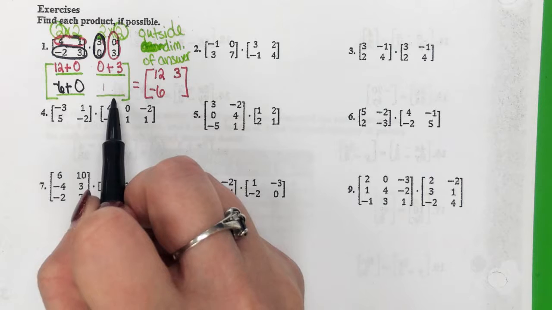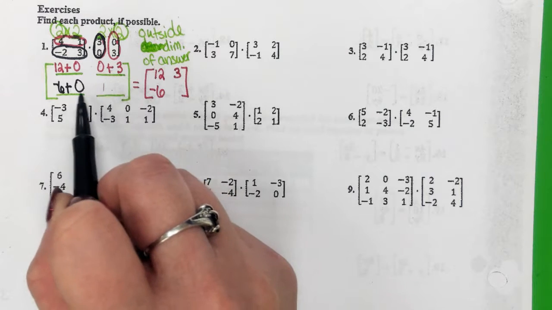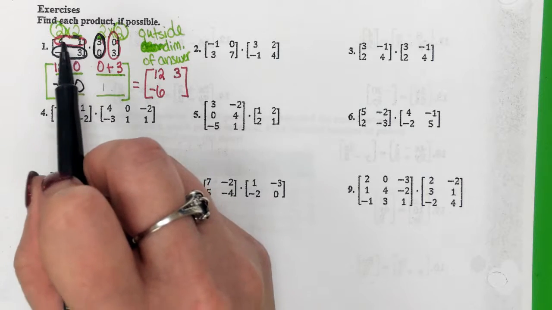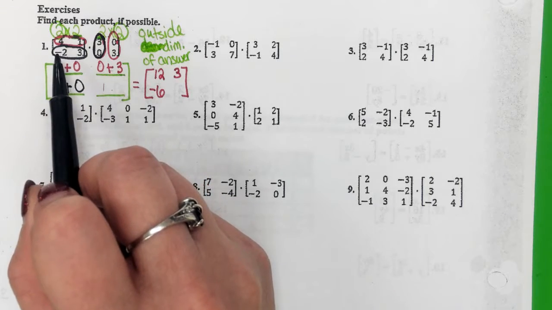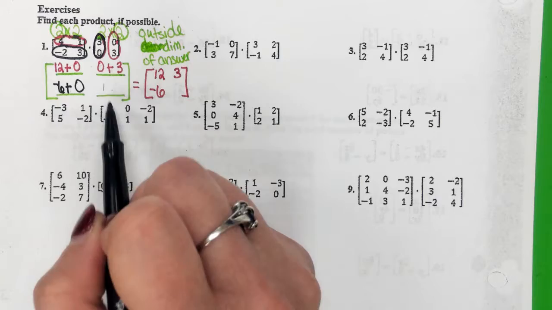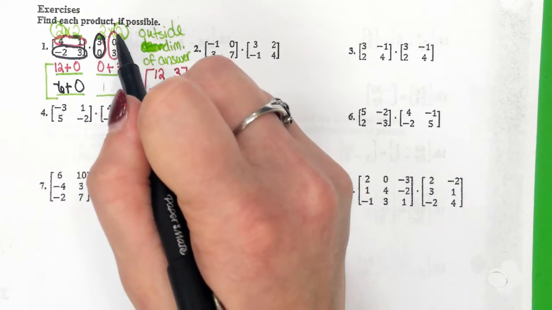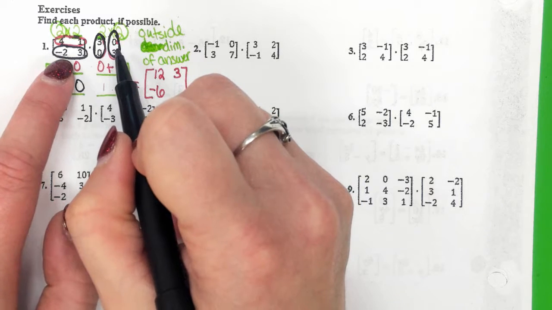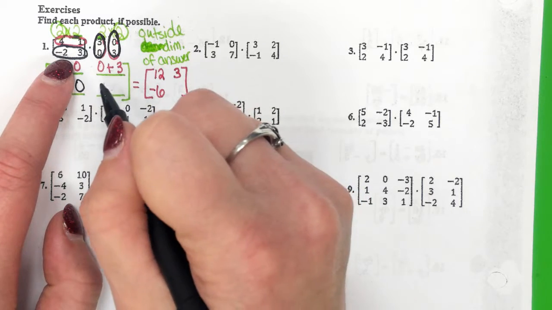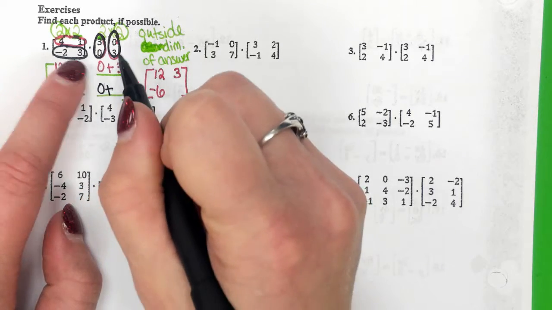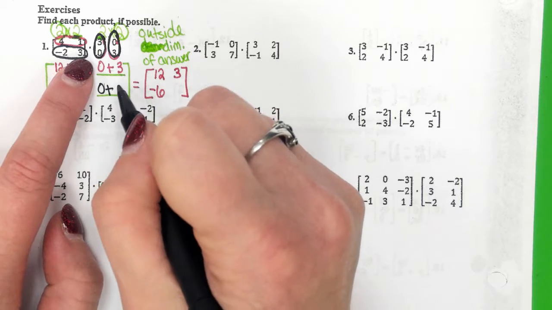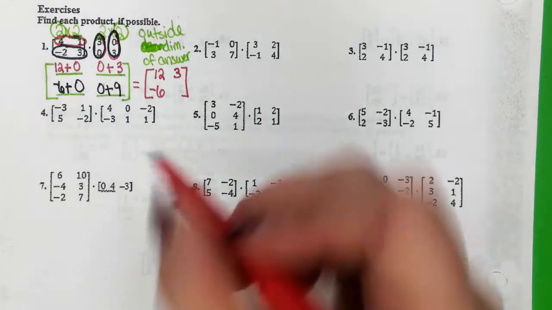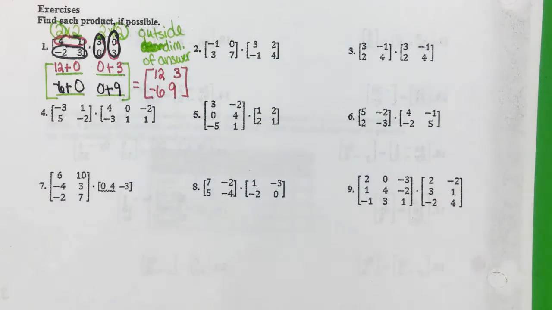All right, last one. What row is this one in? First row or second row? Second row, so we're dealing with -2 and 3. What column is this one in? First or second? Second. So we have -2 times 0, which is how much? 0. And 3 times 3, 9. What's 0 plus 9? 9. Y'all okay?